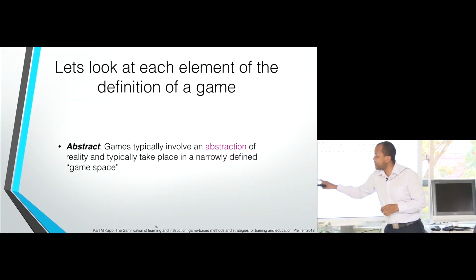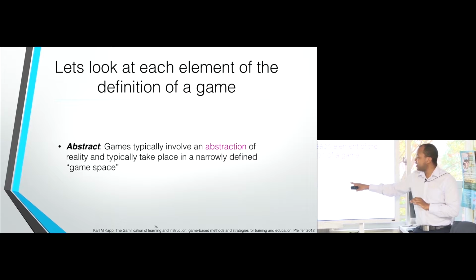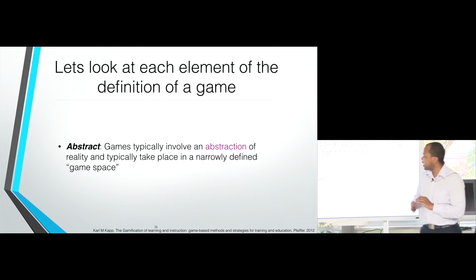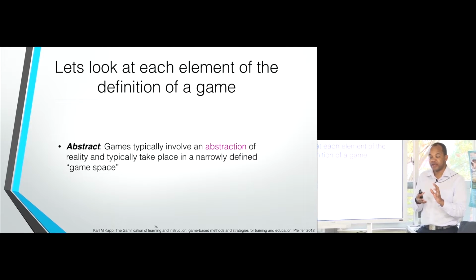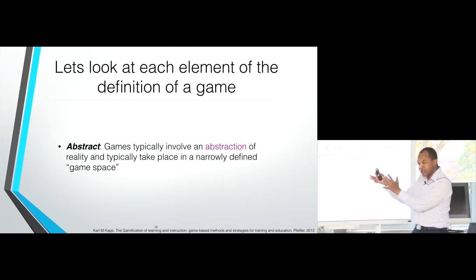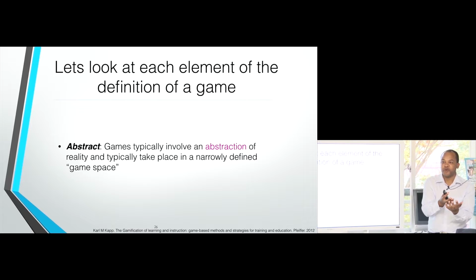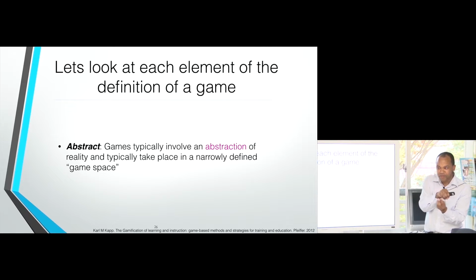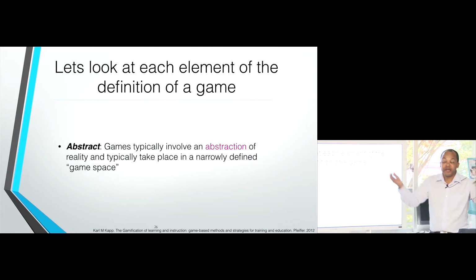Next, they mention an abstract. Games typically involve an abstraction of reality and typically take place in a narrowly defined game space, right? So there's reality and there's game space, but somehow you can imagine reality in the game space. You can imagine everything in reality within a small area in a smartphone game or in a computer game or in a running game.